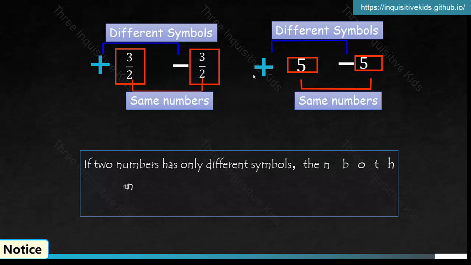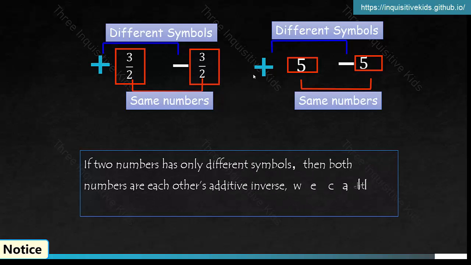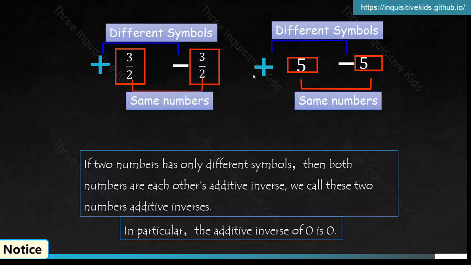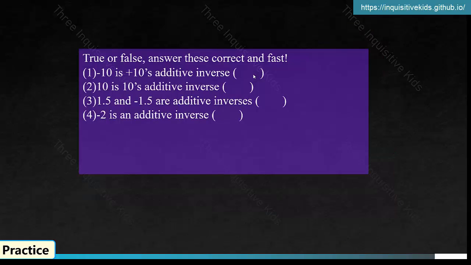If two numbers differ only in their signs, then the two numbers are each other's additive inverse. We call these two numbers additive inverses. In particular, the additive inverse of 0 is 0.